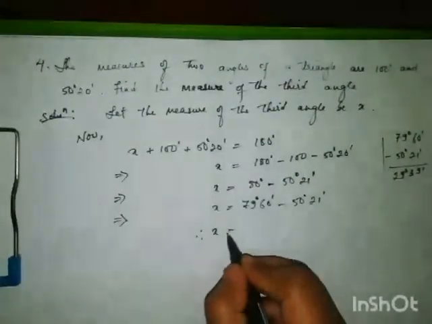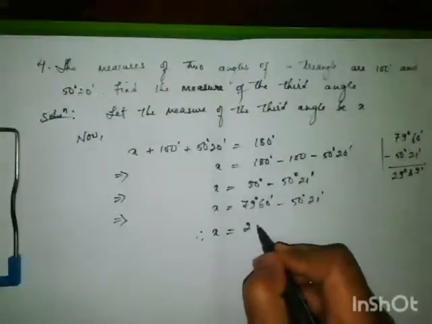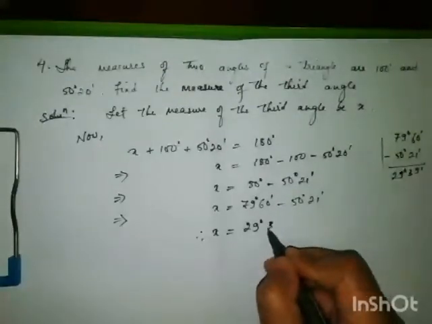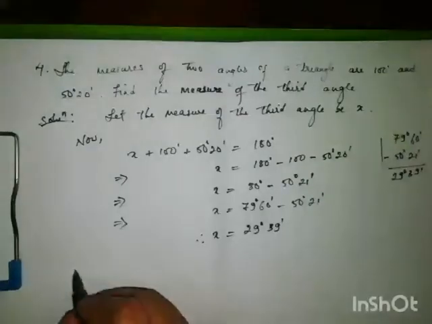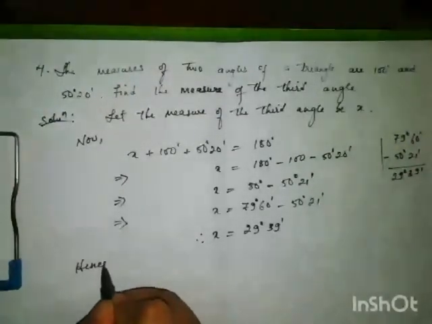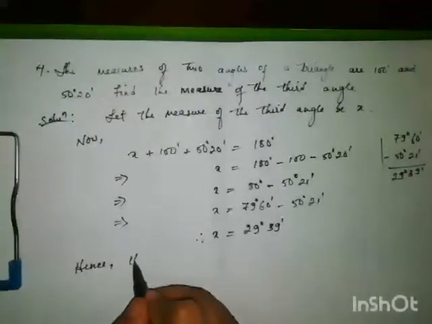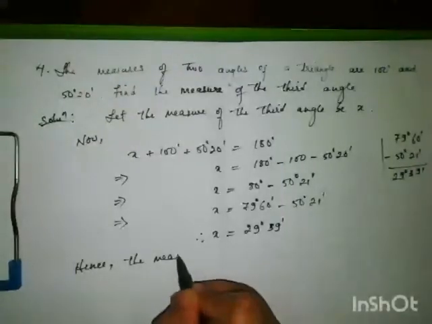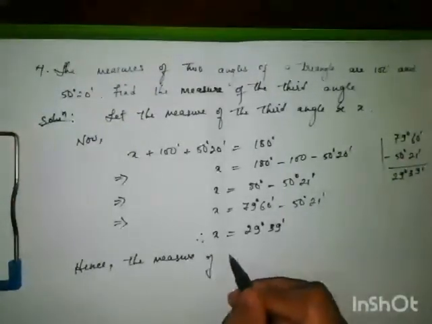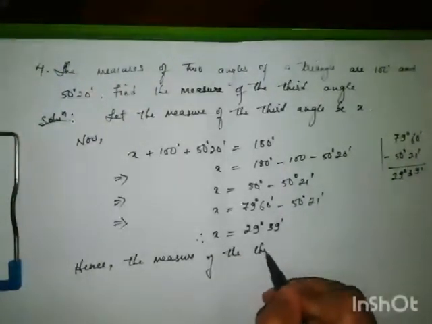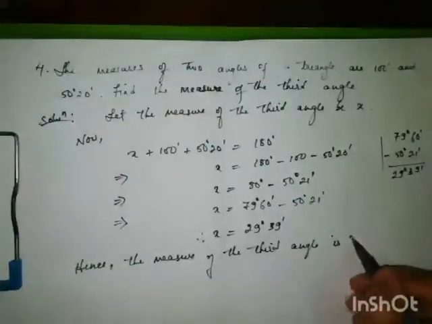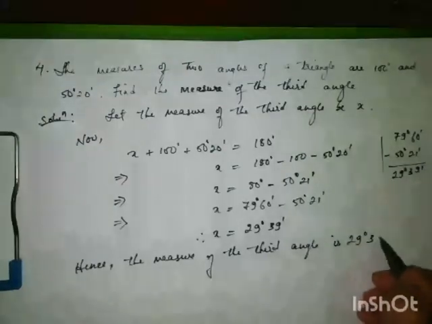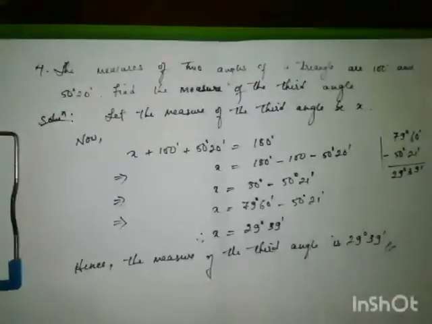Therefore, the value of x equal to 29 degree 39 minutes. Hence, the measure of the third angle is 29 degree 39 minutes.